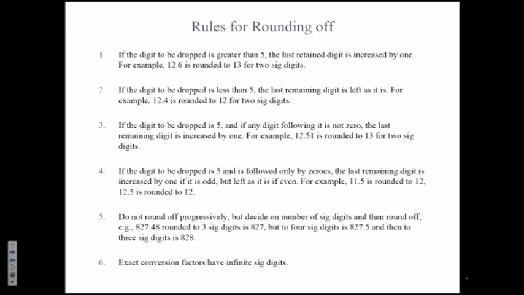Okay, so then the question is, what are the rules for rounding off, right? And a lot of students make mistakes with that. So this is where you should pay attention. So the first rule is, if the digit to be dropped is greater than 5, the last retained digit is increased by 1. So for example, 12.6 is rounded to 13 for 2 sig digits. So if somebody says, hey, round this number to 2 digits, then 6 is more than 5, and this is the one you're dropping, so it becomes 13.